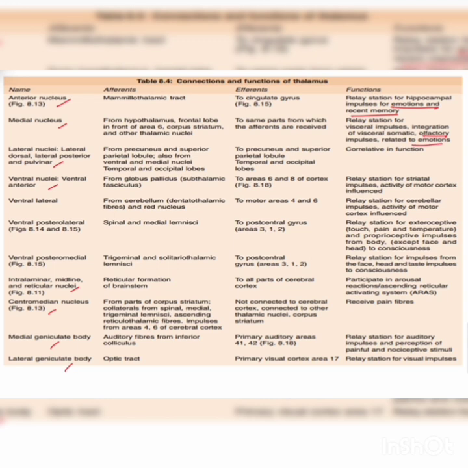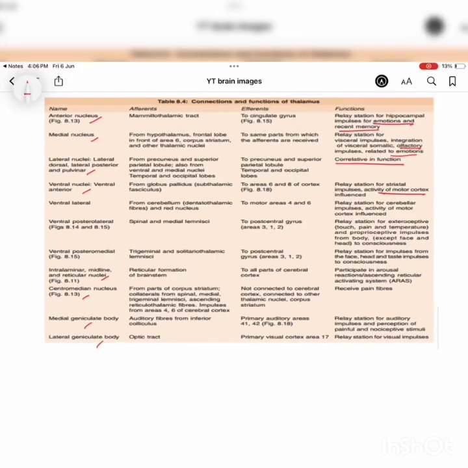Lateral nuclei are mainly concerned with correlation. The ventral nuclei is involved in activity of the motor cortex. Ventral lateral nuclei is a relay station for cerebellar impulses. Okay, and coming to the medial and lateral geniculate body. Medial geniculate body is a relay station for auditory impulses and perception of painful and nociceptive stimuli, and lateral geniculate body is for visual impulses.